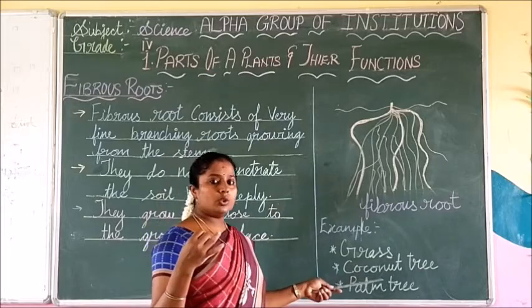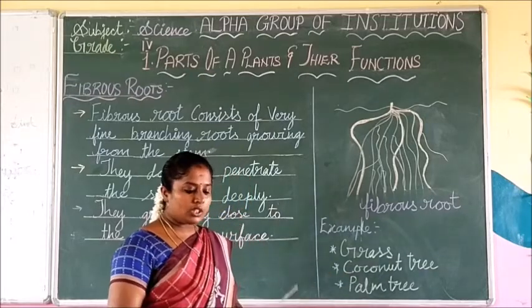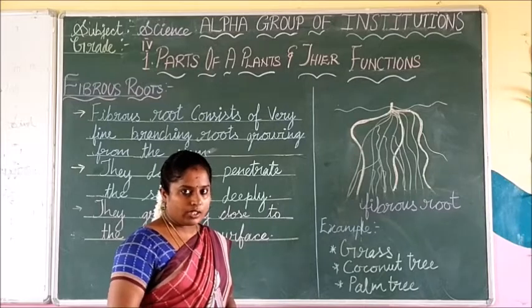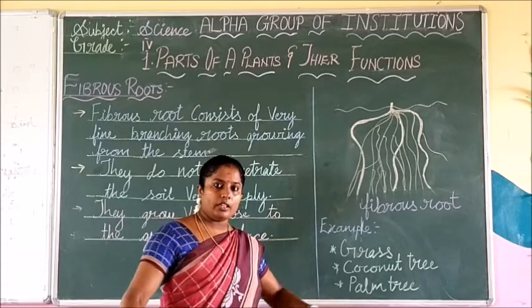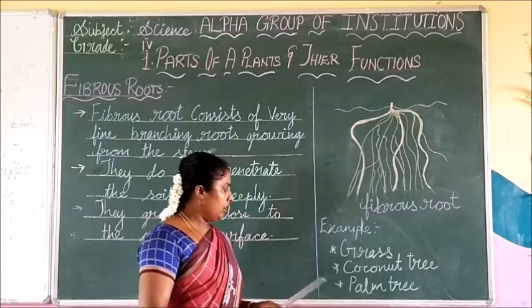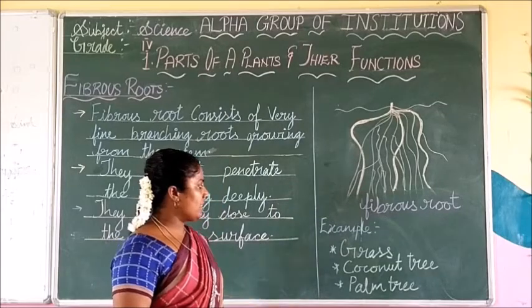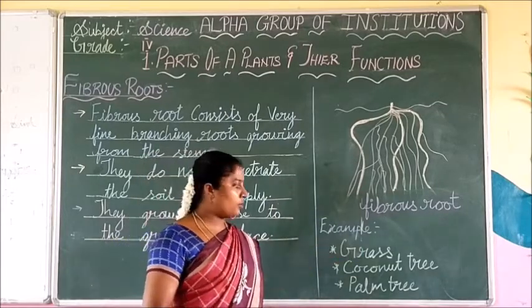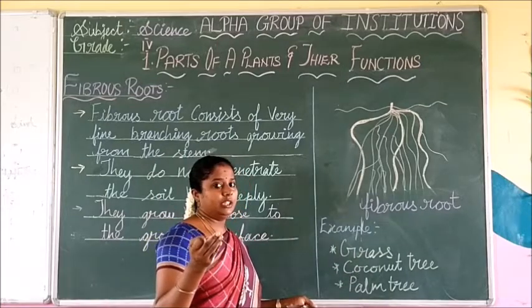The coconut tree is also an example. If you go and see the coconut tree, you can see the roots on the ground surface. They won't go very deeply. They grow very wide, but not deep in the soil. The palm tree you can also see. So the examples of fibrous root systems are grass, coconut tree and palm tree.